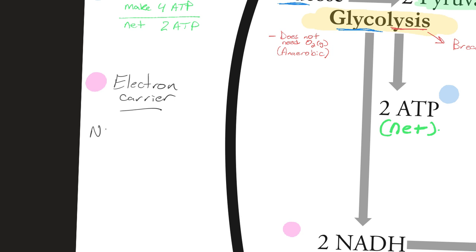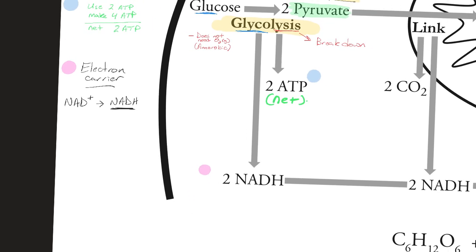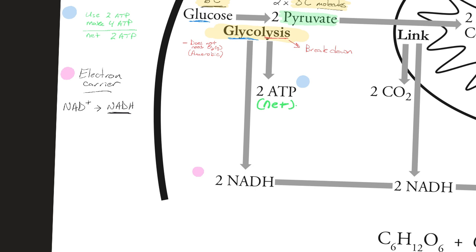So NAD, it's nicotinamide, I forget the rest of it. NAD plus can take an electron. You add an electron with a hydrogen ion, and you get NADH. So now this molecule has an electron in it. NADH. Are we all clear on that? So NADH has an electron. NAD plus does not.